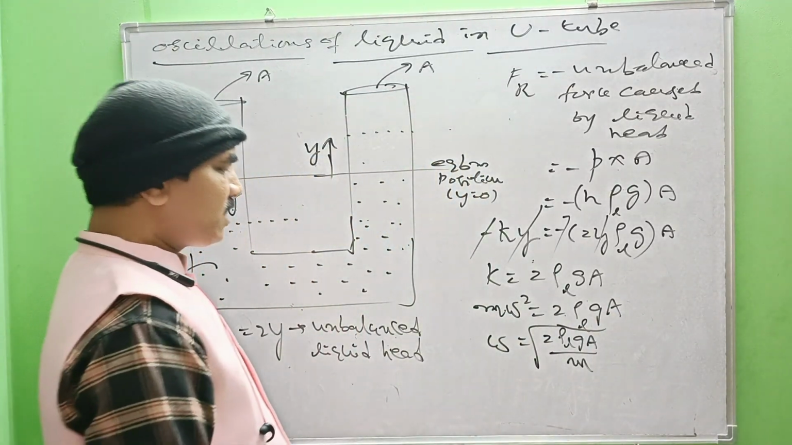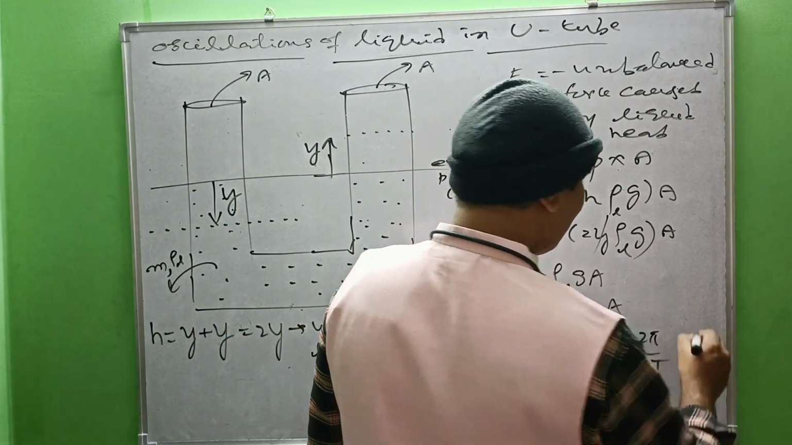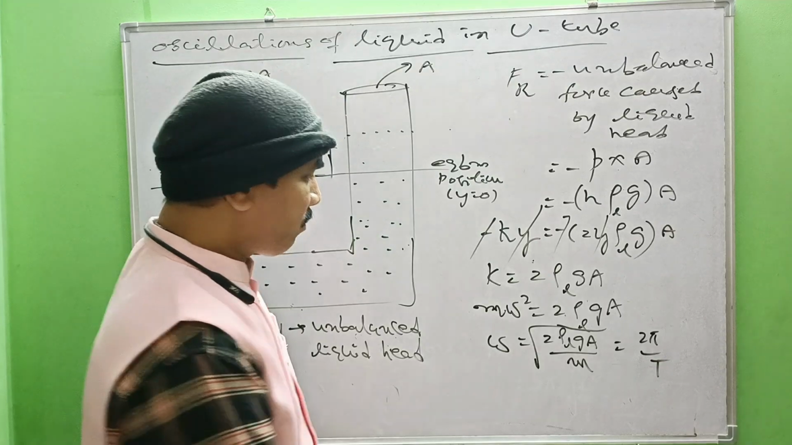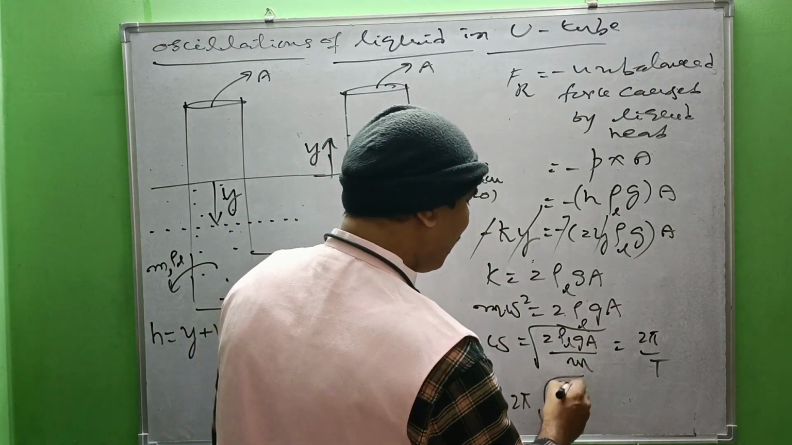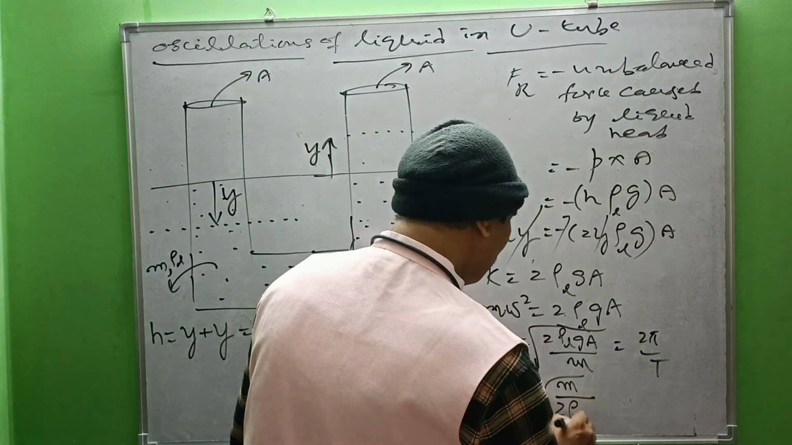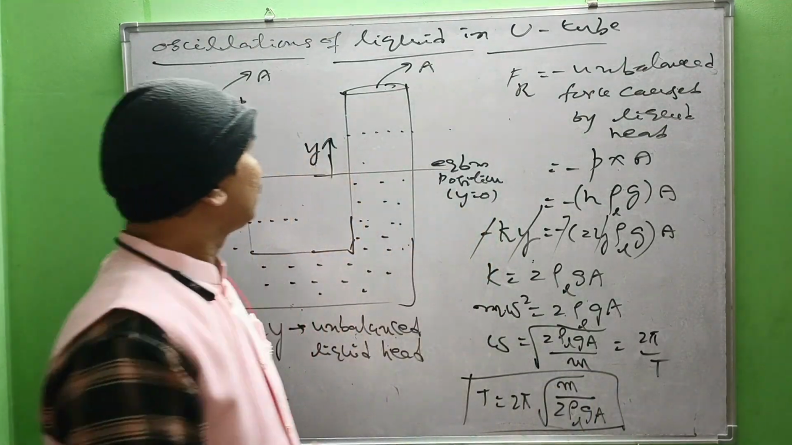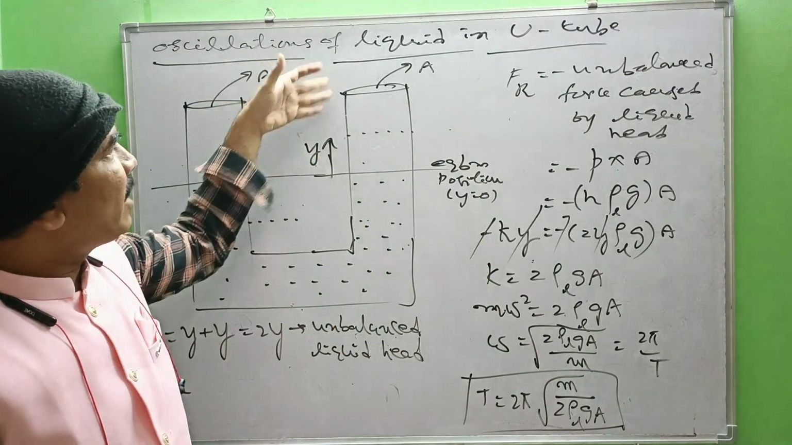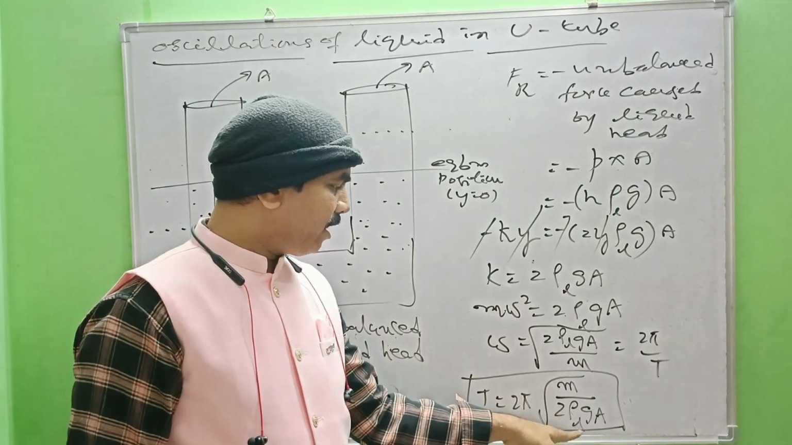That is omega equal to 2 pi by T. Now what is T here? T equals 2 pi into root over the mass of the liquid divided by 2 rho L g A. So this is the ultimate expression for the period of oscillation of liquid in a U-shaped tube. T equals 2 pi into root over m by 2 rho L g A.